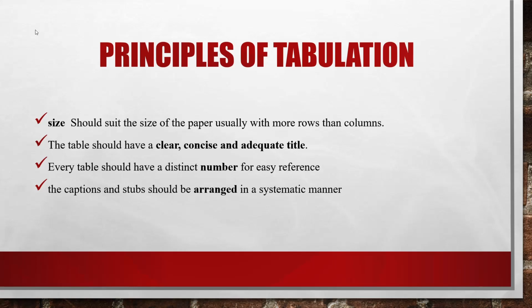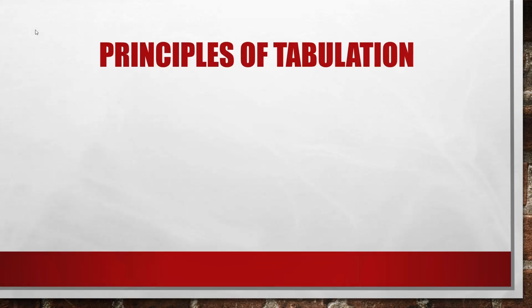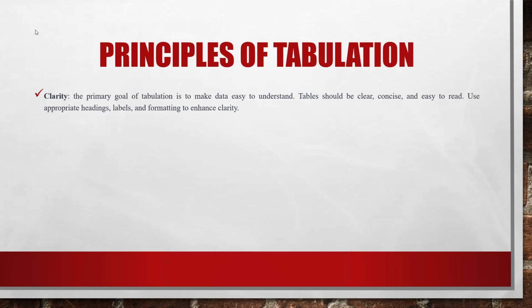Then the captions and stubs should be arranged in a systematic manner. That is, the headings for rows and columns should be arranged systematically. Then units of measurement should be clearly defined. If the amount is given, it should be stated whether it is shown in lakhs, crores or thousands, whatever it may be. Next is clarity, a very important principle of tabulation.